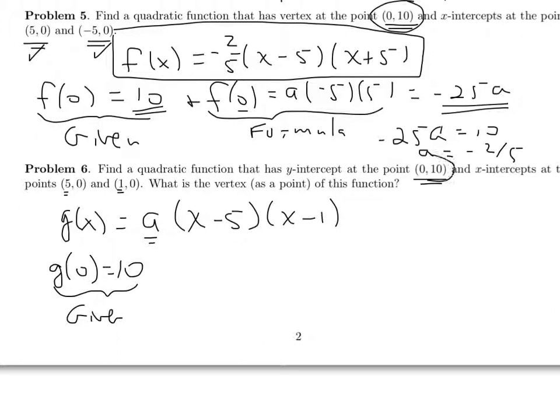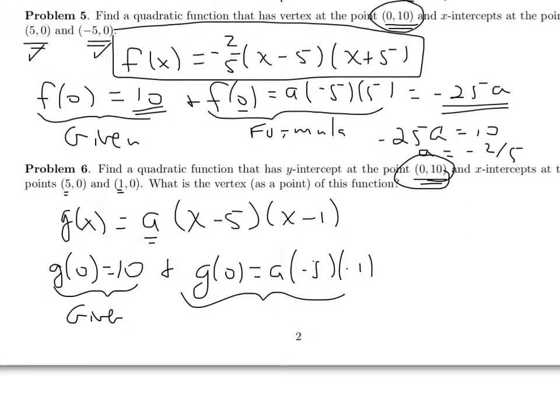Right, that's what this piece of information tells us. The formula tells us that g of 0 is a times negative 5 times negative 1. So that's what I get from my formula. And so that's 5 times a. So the fact that those two things have to be equal means that 5 times a needs to be 10, so a will be 2.